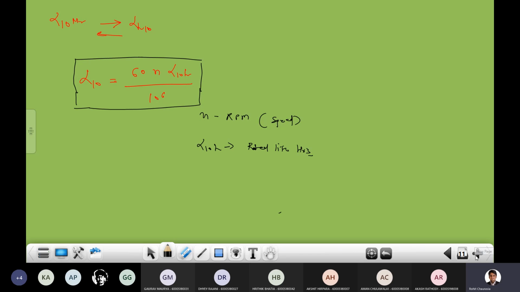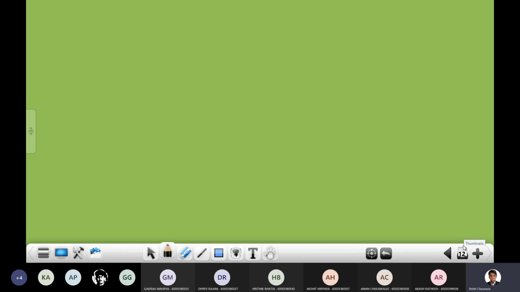Now before the numerical, we must know the designations. How to write the designations of the bearing. We must know how to write the designation. Suppose that if we have a 4 digit number of the bearing, this is my 4 digit number of the bearing, and that number is maybe whatever.